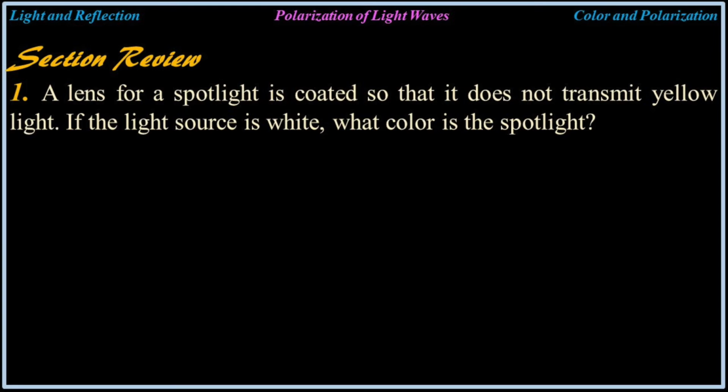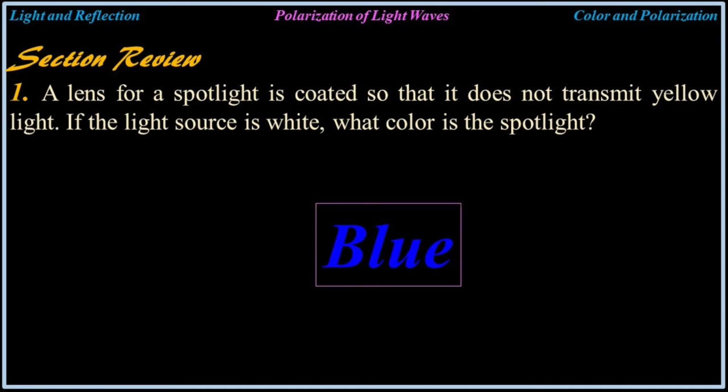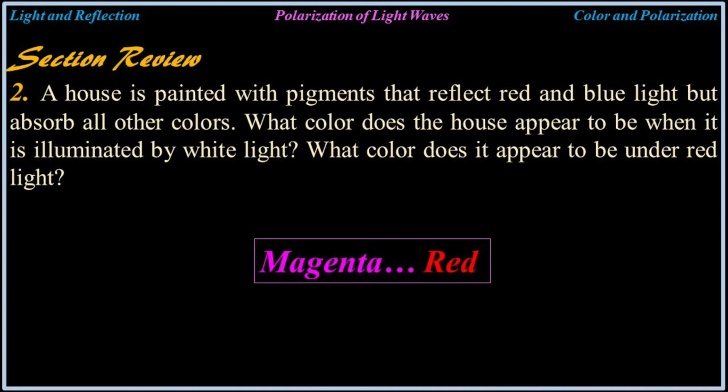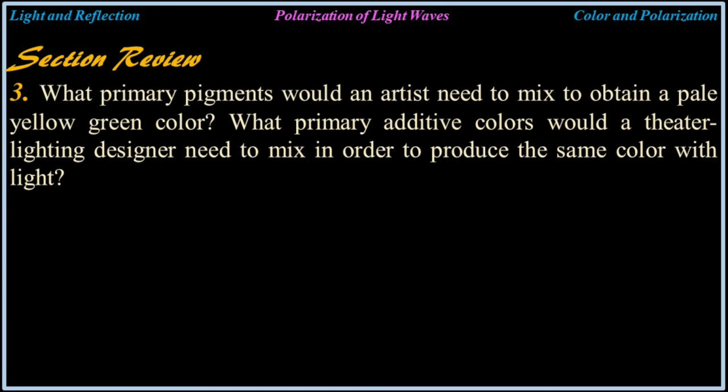Section review number 1. A lens for a spotlight is coated so that it does not transmit yellow light. If the light source is white, what color is the spotlight? It must be blue. A house is painted with pigments that reflect red and blue light, but absorb all others. What color does the house appear to be when it is illuminated by white light? What color does it appear to be under red light? Well, it would be magenta and it would be red.